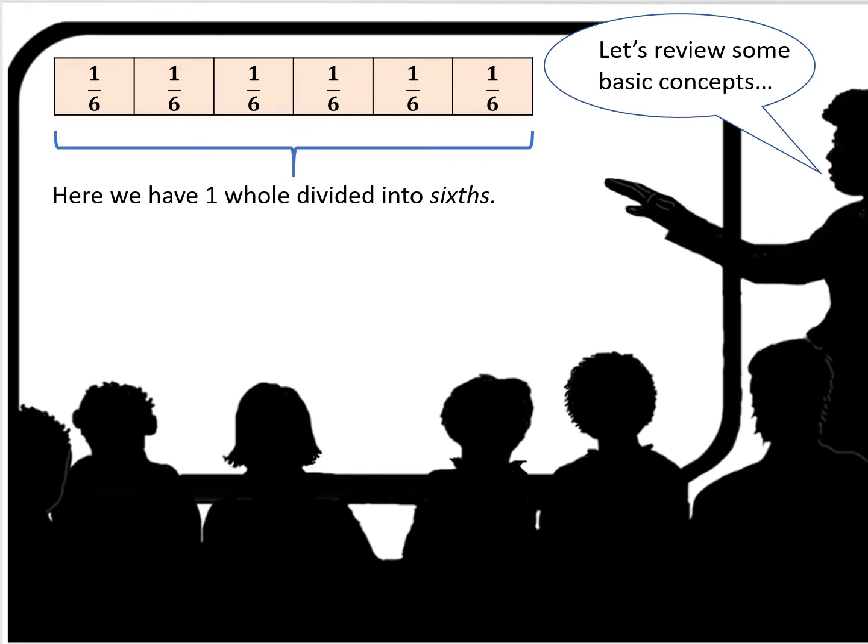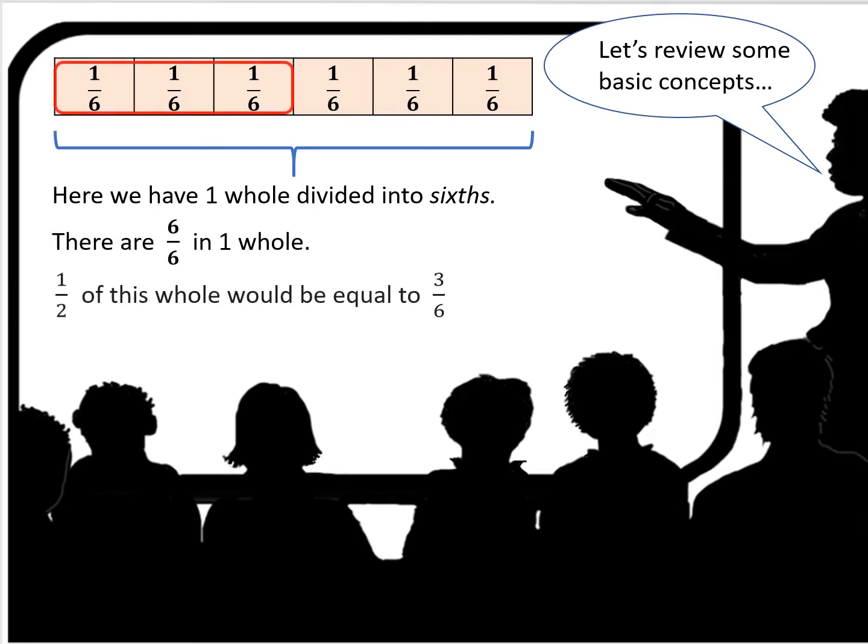We have one whole bar, and it is equally divided into 6 equal sections. So 6/6 equals 1 whole. If we were to take 1/2 of this whole, that would be equal to 3/6, because 1/2 of this whole has how many sixths in it? There are 3 one-sixths in there. 3/6 is equal to 1/2.